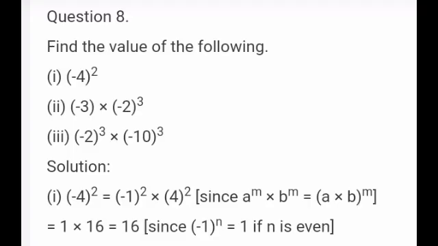Question number 8. Find the value of the following. First question, (-4) the power 2. (-4) power 2 we can write as (-1) power 2 into 4 power 2. See, (-1) the whole square equal to 1 and 4 square equal to 16. 1 into 16 equal to 16. Because the power is an even number. Power is 2, that is an even number. So the answer is plus 16.